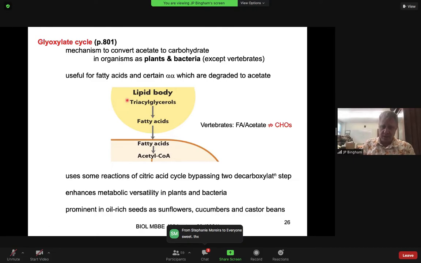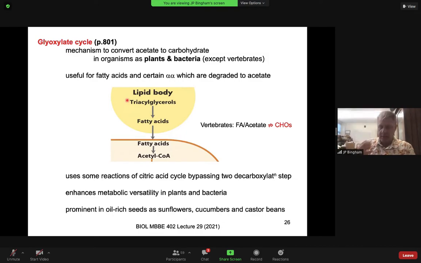Now, some of the reactions of this TCA cycle are utilized within this system, but they remove two important ones, and that's the decarboxylations. So, where we see the removal of carbon dioxide from the isocitrate and from the alpha ketoglutarate, we don't see that in this particular metabolic system. What the plants and the bacteria are trying to do is enhance their capacity to utilize carbon backbones as a form of biosynthesis to allow them to produce carbohydrates. And remember, carbohydrates are a key component in cellular structure for plants in the form of cellulose. So, they're not using that as an energy source, they're using it as a structural component.